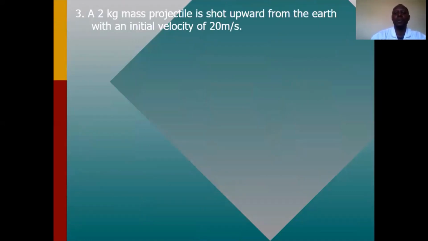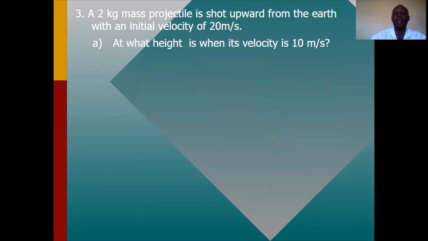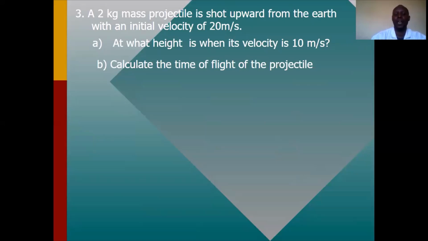Okay, the third problem: a 2 kilogram mass projectile is shot upward from the Earth with an initial velocity of 20 meters per second. At what height is it when its velocity is 10 meters per second? Calculate the time of flight of the projectile. So here we have the vertical motion where the object is thrown upward.